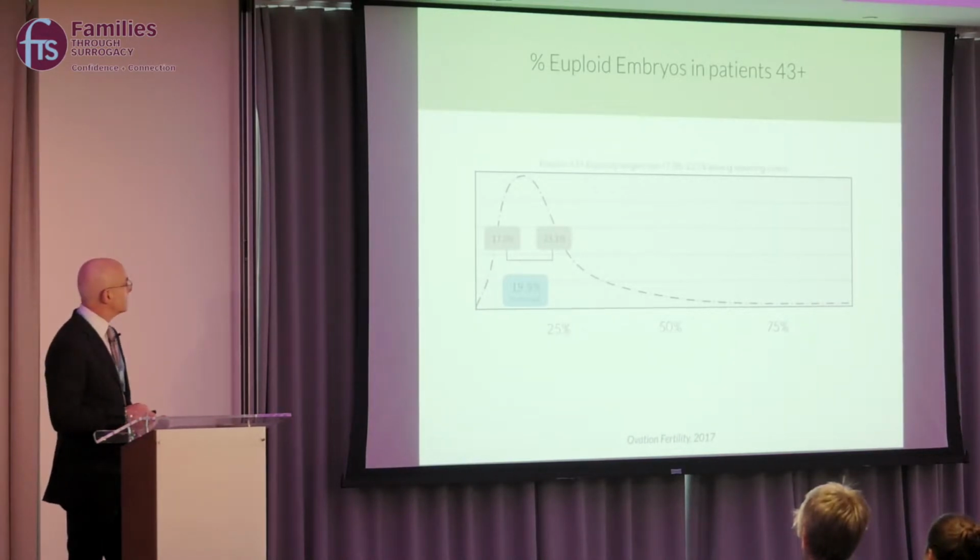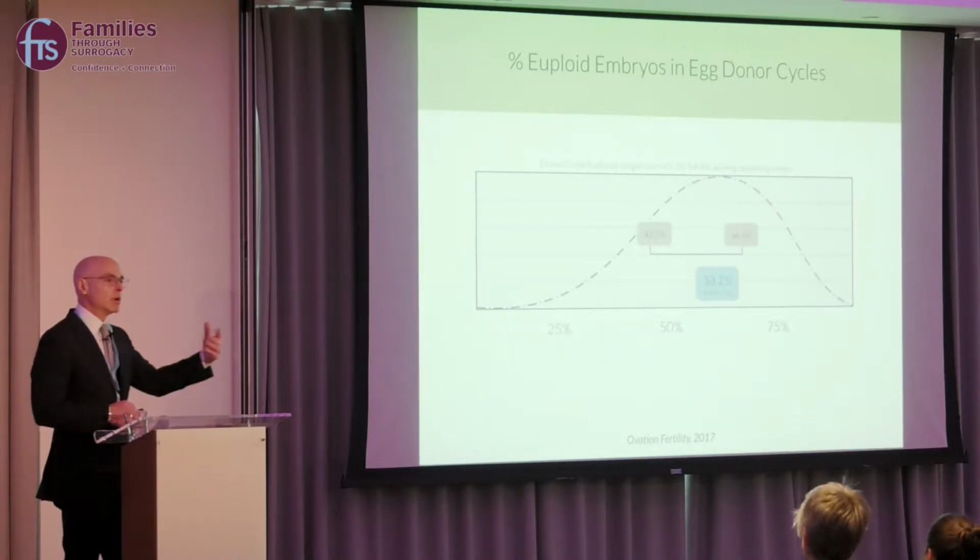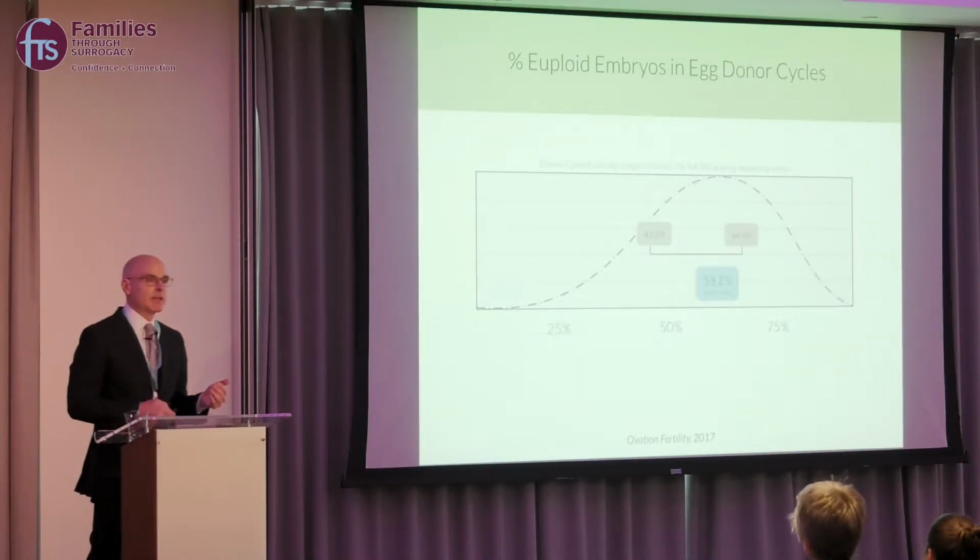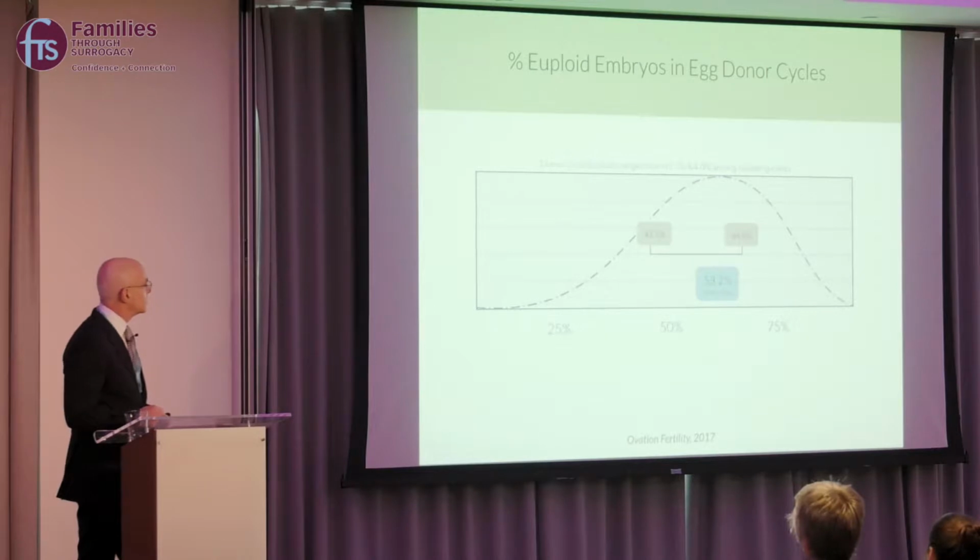And women ages 43 and older, there's just a little boost up, probably related to sample size, of about 19.9% euploid embryos. Now, if you switch to a donor egg, and most egg donors in the United States are in their 20s, we see a euploidy rate of about 59%.